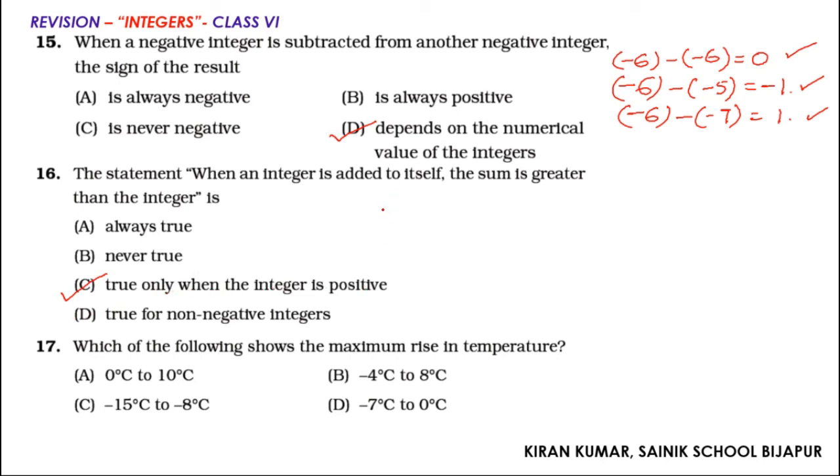What if I take negative integers? If -1 is added to itself, the sum becomes -2. -2 is smaller compared to -1. If I consider +5 added to one more +5, we get +10. Here, when positive integers are considered, their sum will be greater than the integer. If it is negative, it is not possible. For positive, it is possible. So it is true only when the integer is positive.